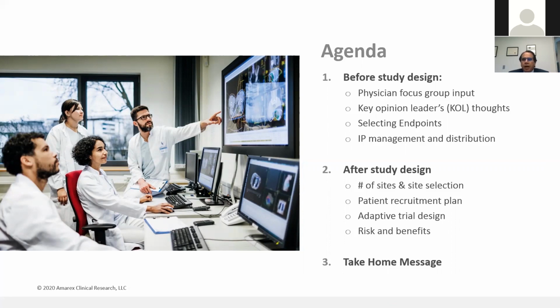So how many sites we need to have, and how we are choosing the sites. This is one topic that we'll cover under after study design, although the focus is going to be adaptive, but those are the things that I like to cover. Patient recruitment plan, that's another component that I like to talk about. And then the main component, which is the adaptive trial design.